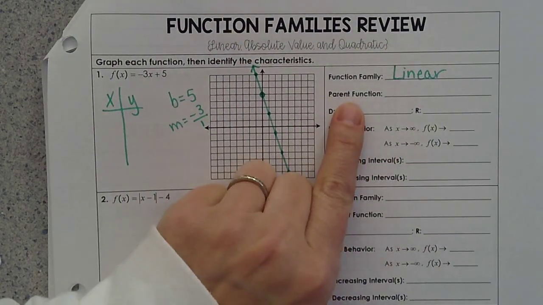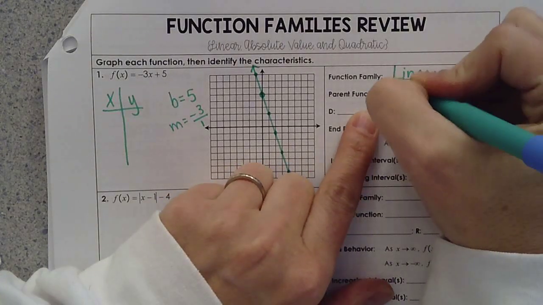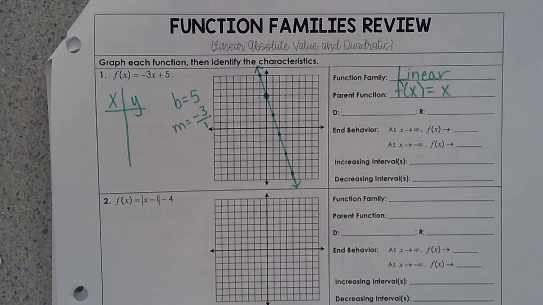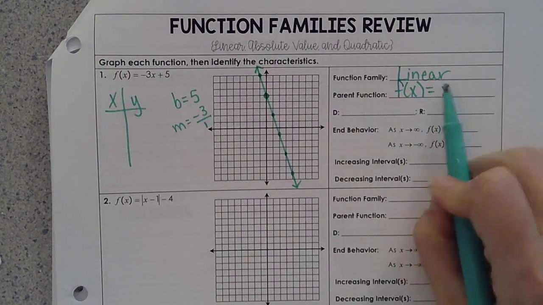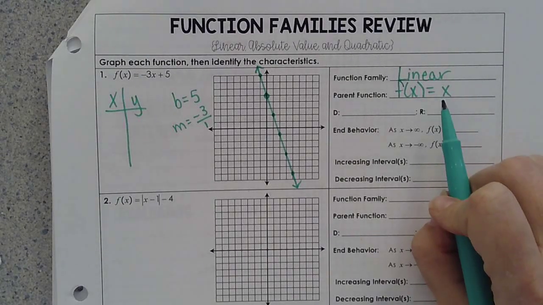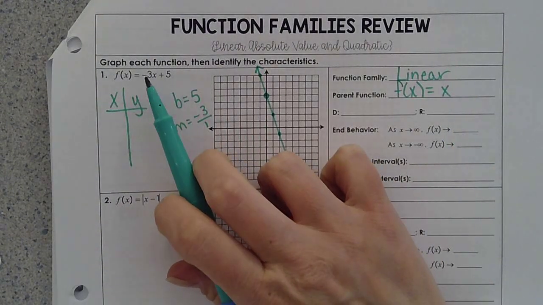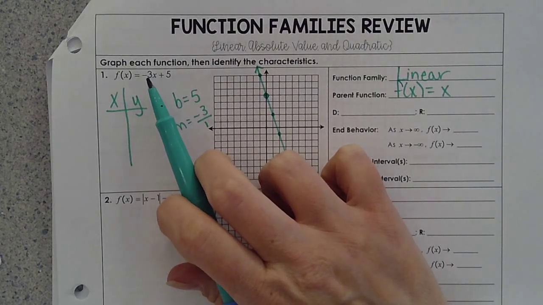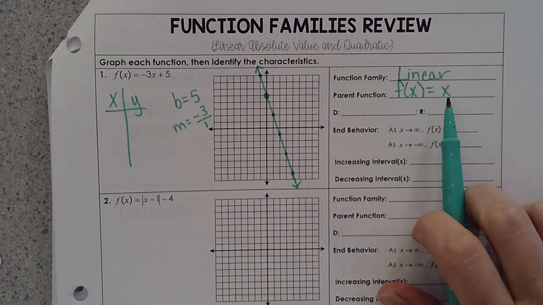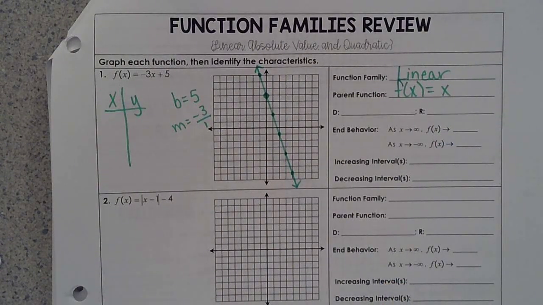I know the parent function for all linear functions is f of x equals x. Remember, it's y equals x with whatever the math action is. This doesn't have a math action because it's linear. And it's got no transformations, no vertical shift, no compression or change in stretch or change in slope. It's just the x. So there's my parent function, f of x equals x.